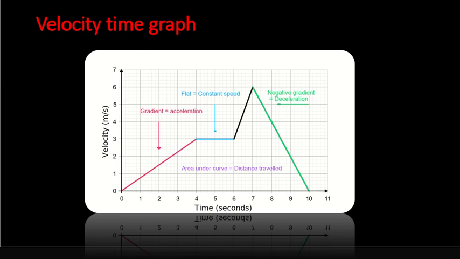If the line would then go below the x-axis, it would mean that the person is then traveling in the opposite direction, which would be maybe the negative direction. But this graph shows only the positive direction, but it can go into different directions.